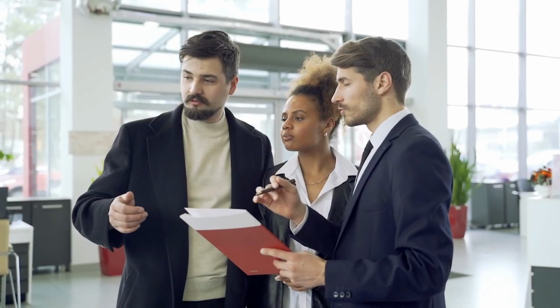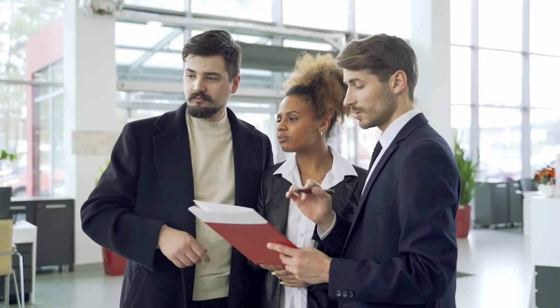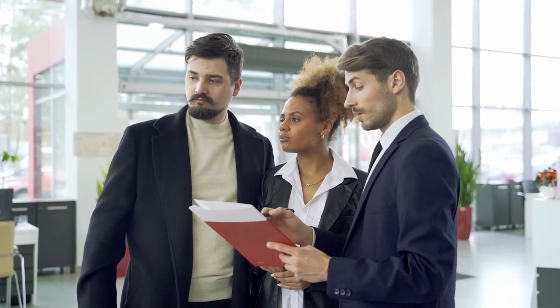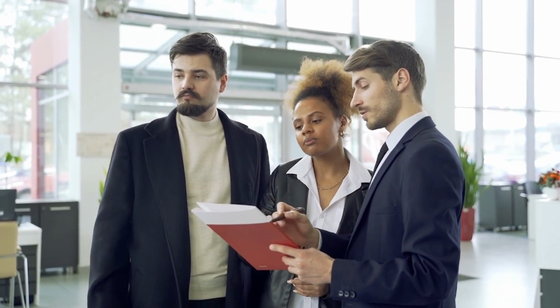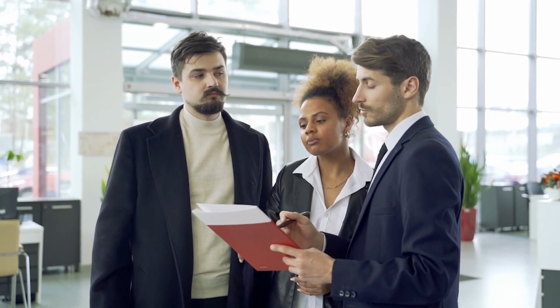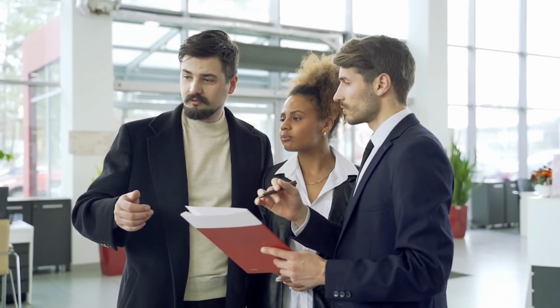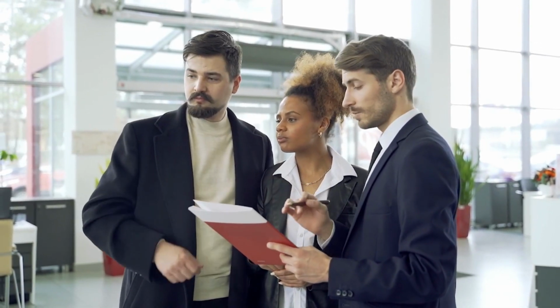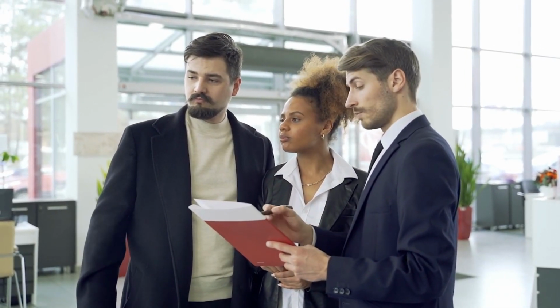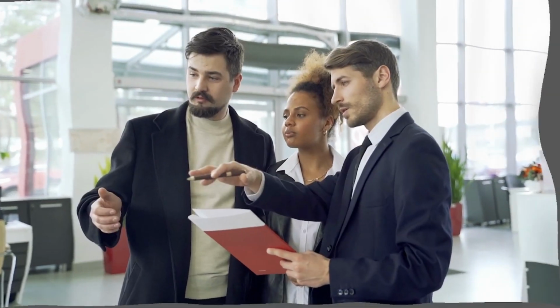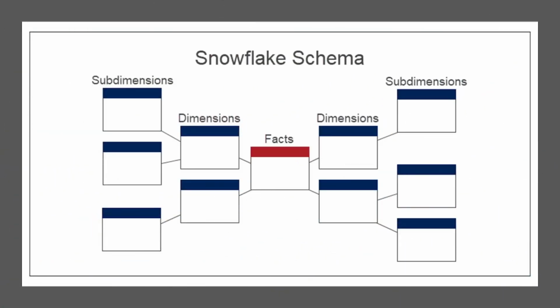Now, why does this matter? Imagine you're running a small business and you want to quickly find out how many red bikes were sold in California last month. With a star schema, you can get that answer fast because everything's connected directly to the fact table. No complicated chains of joins here. Simple, right? Now let's talk about the Snowflake schema.